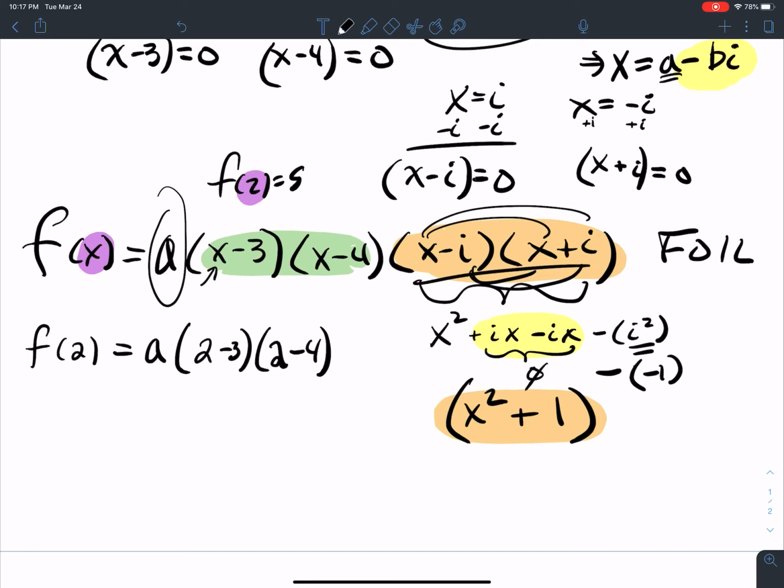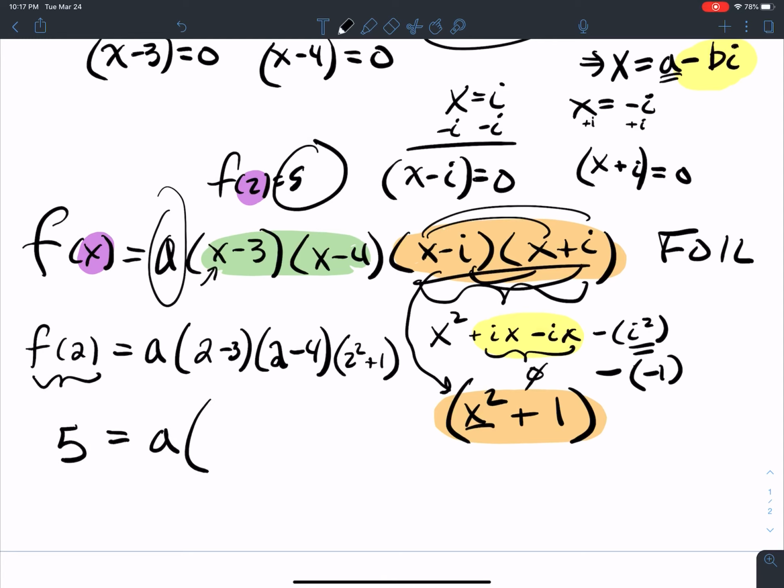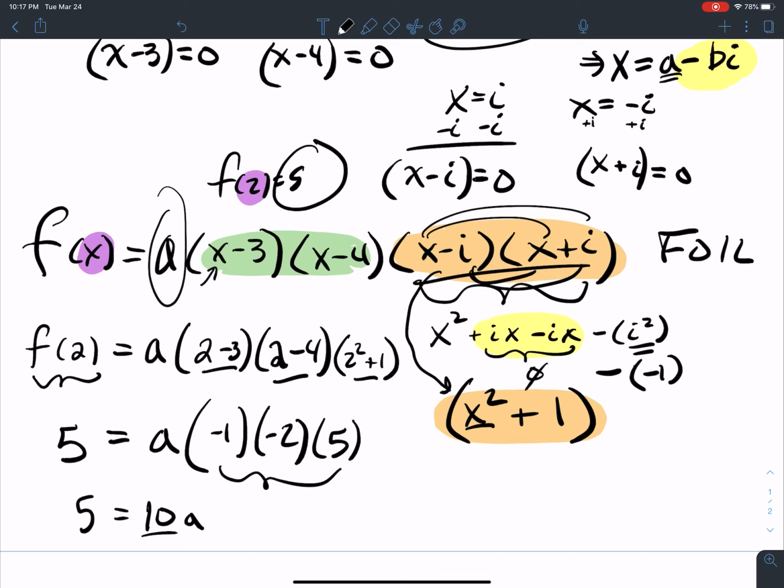And then what did we say this equaled? It equals this down here. So that's 2 squared plus 1. So what is f of 2? It's equal to 5. So this is 5 equals a. Now this is -1. This is -2. And this is 5. So multiply that out. You get a times negative negative make a positive, 10a. So divide by 10. So that tells me a is equal to 1/2.